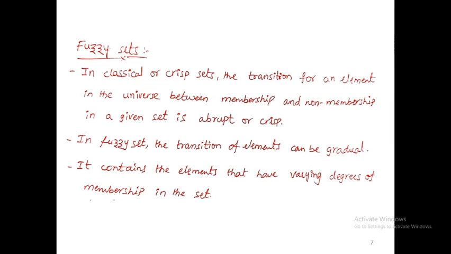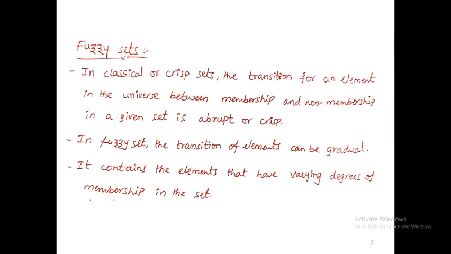Likewise, you can give the possible combinations between low and high, cold and hot. We have already seen these examples, right? Between cold and hot, you can keep too cold, too hot, moderate cold, moderate hot. Likewise, you can have a number of membership functions. So you can set different functions or values, so that a fuzzy set is not a transition of elements in an abrupt manner. It is gradual. It contains the elements that have varying degrees of membership in the set. So different degrees of membership, that's what I have told, right?